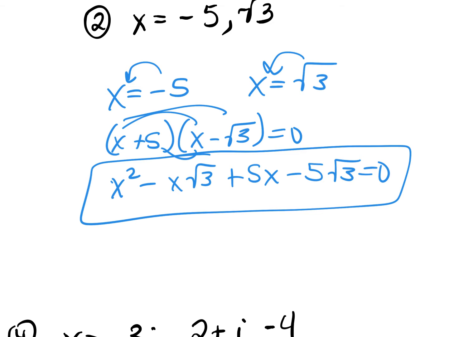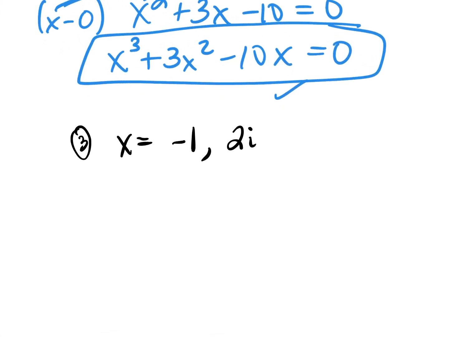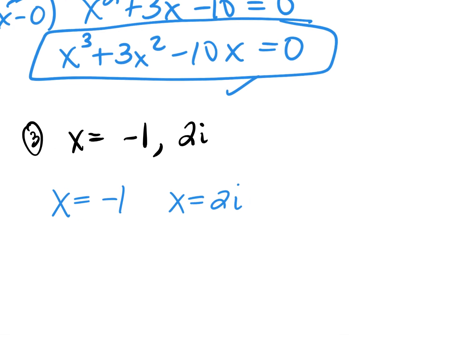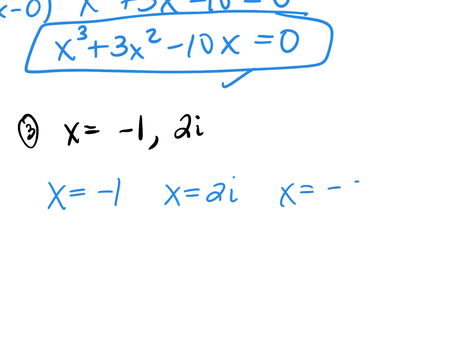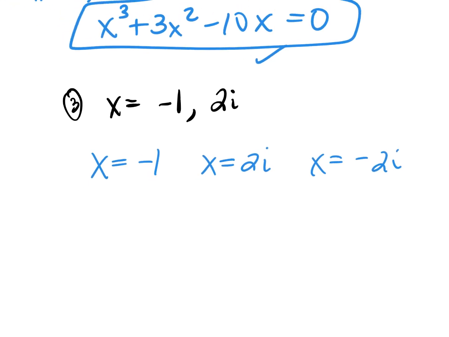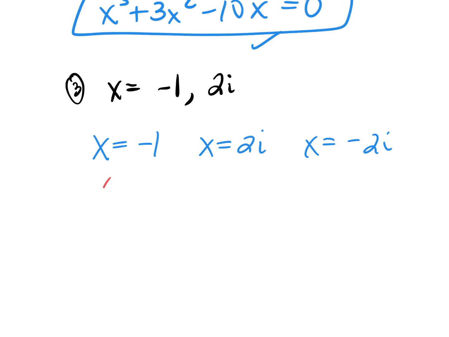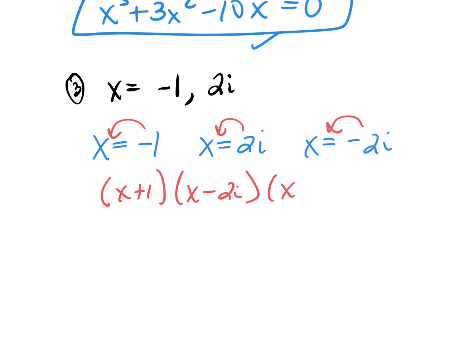Now we'll move to the ones that we have to think a little bit here. All right, I'm given 2 zeros here, but one of them is what? One of them is imaginary. That means I have really how many? 3. I have x equals positive 2i and x equals negative 2i. Whenever you have an imaginary, you have to account for the conjugate. So as we work backwards here, this becomes x plus 1. This becomes x minus 2i. And this becomes x what? Plus 2i. And it's all set equal to 0.